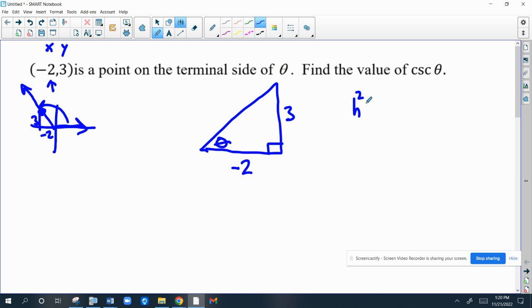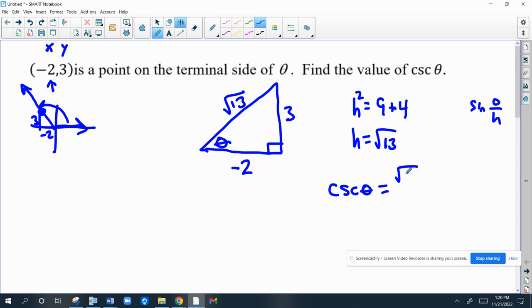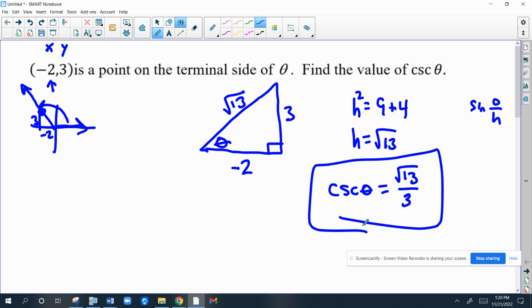Now we're going to use the Pythagorean theorem to get the hypotenuse. The hypotenuse squared equals 3 squared plus (-2) squared, so the hypotenuse is the square root of 13. Now we're ready to go. Cosecant of this angle is the reciprocal of the sine. Sine is opposite over hypotenuse. So cosecant is hypotenuse, root 13, over opposite, which is 3. We're done. That was simple.